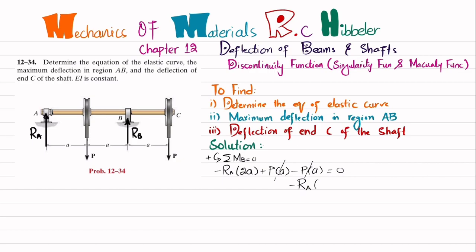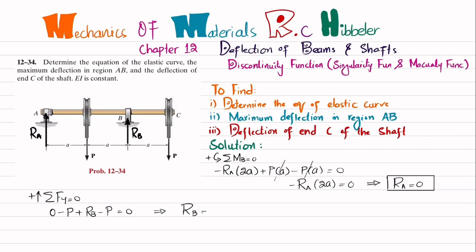Now we will move toward finding RB, and that can be found by using the equation of equilibrium that the sum of all forces along the y direction must be equal to 0. So I will write sum of all forces Fy is equal to 0, and upward force is taken as positive. You can see that RA, which is upward, is 0. The second force is minus P, plus RB, minus P is equal to 0. So from here you will get RB is equal to 2 times P.